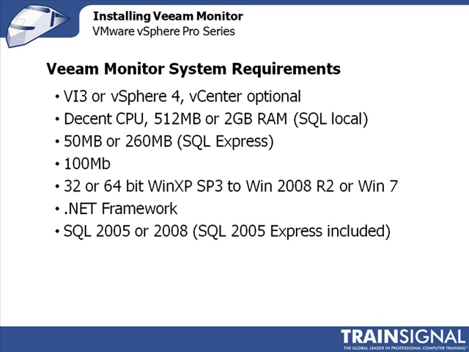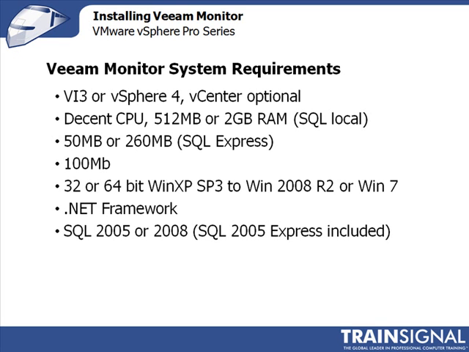You at least need 512 megabytes of RAM or 2 gigabytes of RAM. Those are the minimum system requirements. The 2 gig is if you're running SQL Server local. And of course, in the real world, you're going to want a lot more RAM than that. The minimum disk requirements are 50 megabytes or 260 megabytes if you're running SQL Express local. And again, you're going to want a lot more room than that in the real world. And then your 100 megabyte is the minimum NIC connection.